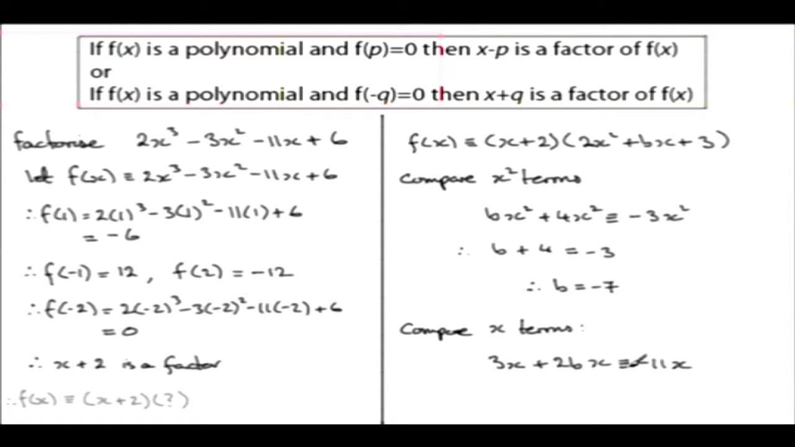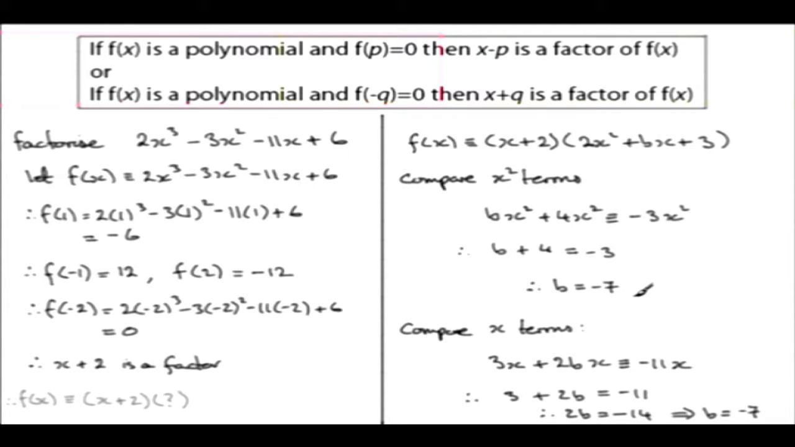So if we ignore the x's now, it therefore means that the 3 plus 2b must be equal to minus 11. And if we subtract 3 from both sides, we've got 2b equals minus 11 minus 3, which is minus 14. And if we divide both sides by 2, we end up with b equaling minus 7. Obviously it's got to be the same value as we established here, and you can see it works.